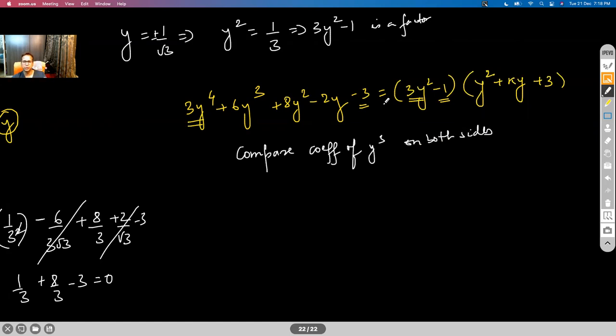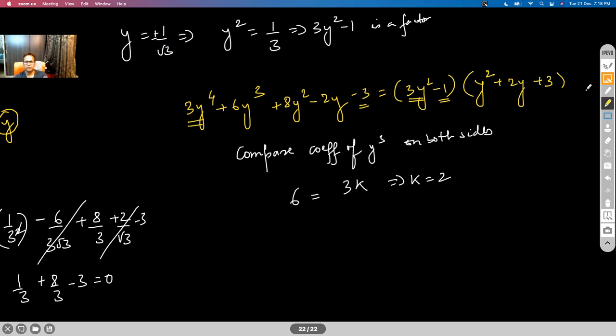By the way, you can do the long division method also. I'm not stopping anybody from doing long division. You long divide this term by 3y² - 1 and get your answer. That is also fine. If you compare the coefficient of y³, on the left side you get 6. On the right side, you'll get 3k. I don't think any other term will contribute to y³. So 3k is 6, and k is 2. That means this term is nothing but 2y.